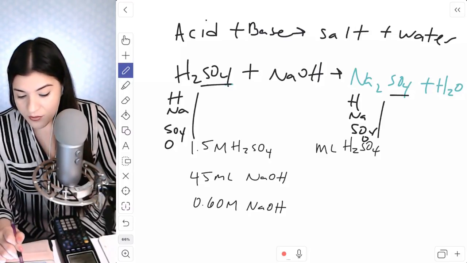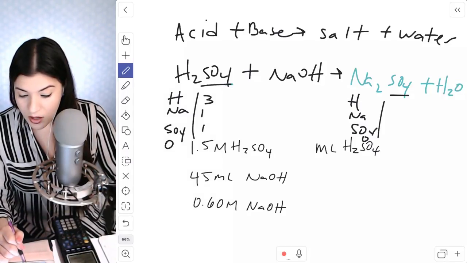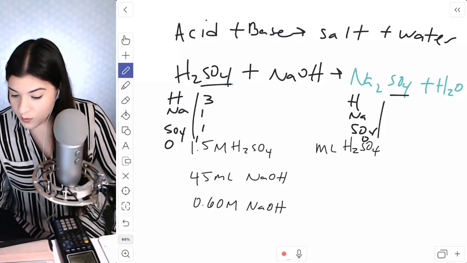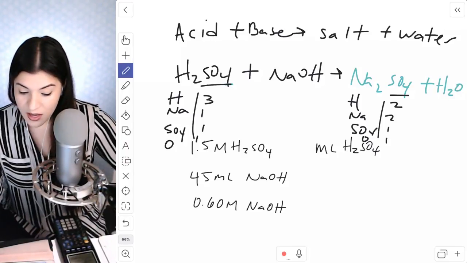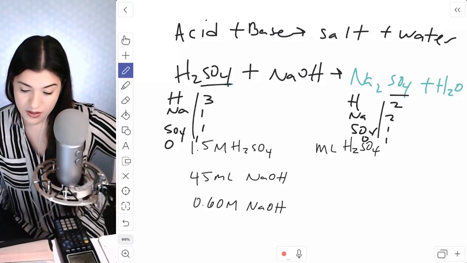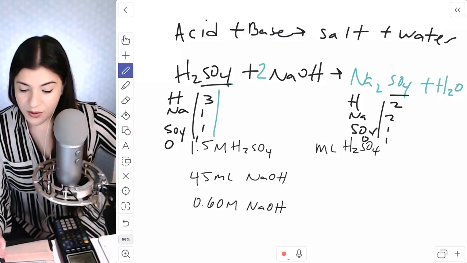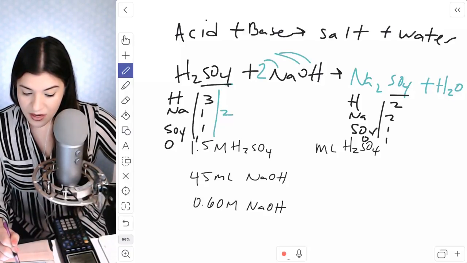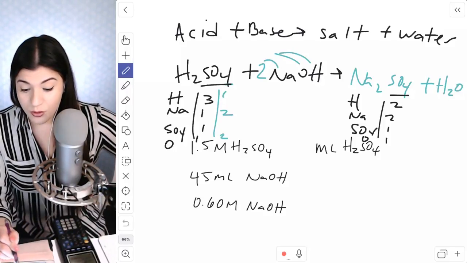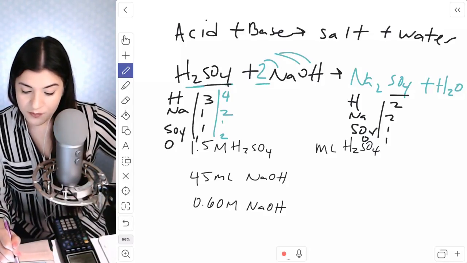Okay, so we have 3 hydrogens, 1 Na, 1 SO4, and 1 oxygen. We have 2 hydrogens, 2 Nas, 1 SO4, and 1 oxygen. And I want to balance out, let's start off with our Nas. So if I put a 2 here, that's really going to distribute to each one of these. So this would have been 2 Nas, 2 oxygens, and I'm going to recount my hydrogens. So we have a total of 4, because 2 and 2 gives us 4. And there's only 1 SO4.